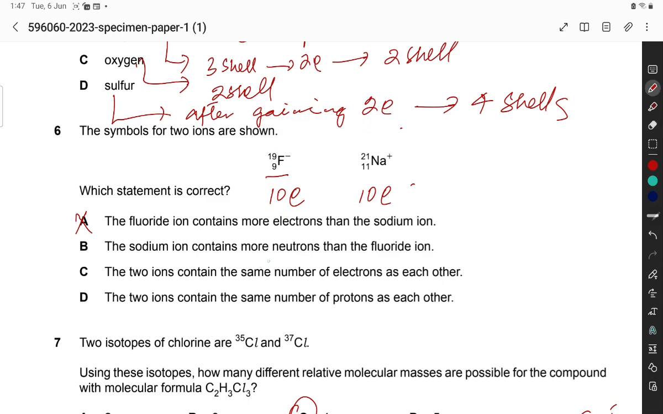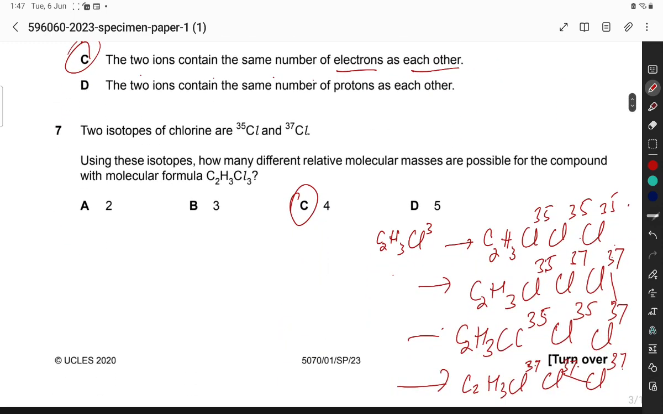Sodium ions have more neutrons than the fluoride ions. There is no change in the number of protons or the number of neutrons after losing or gaining an electron. So it has 10 neutrons and it has 10 neutrons. So it is incorrect. Two ions contain the same number of electrons as each other. Yes, this is correct.